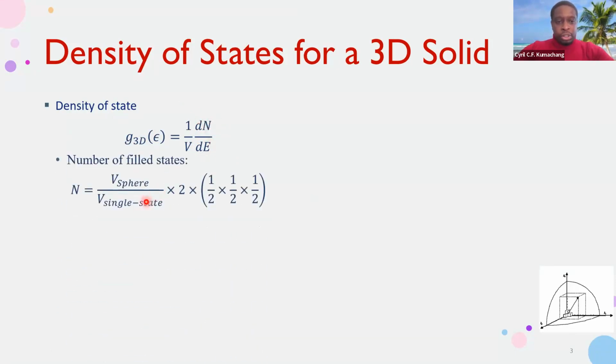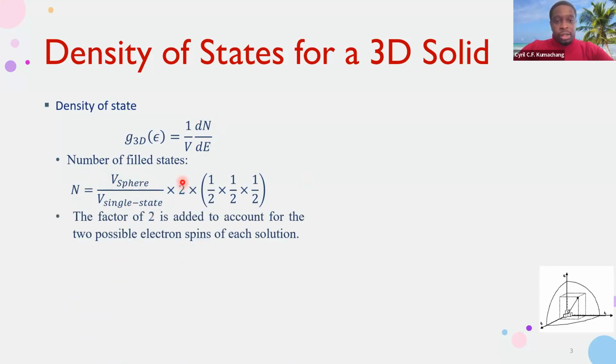And this number of filled states for the three-dimensional case is given by this expression here, where this is the volume of the sphere and this is the volume of the single state. And the factor of 2 you have here is to account for the 2 possible states or electron spins you would have in this solution. You will either have a spin up or a spin down.